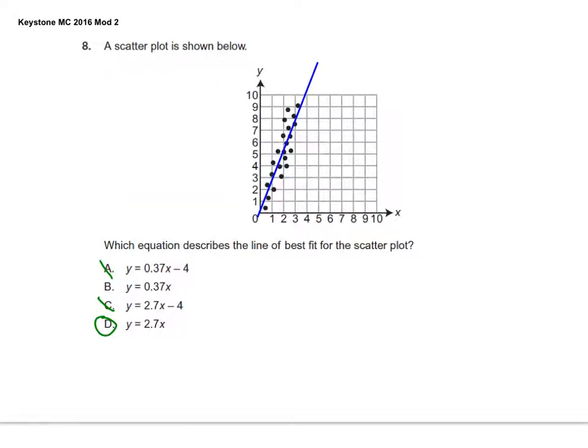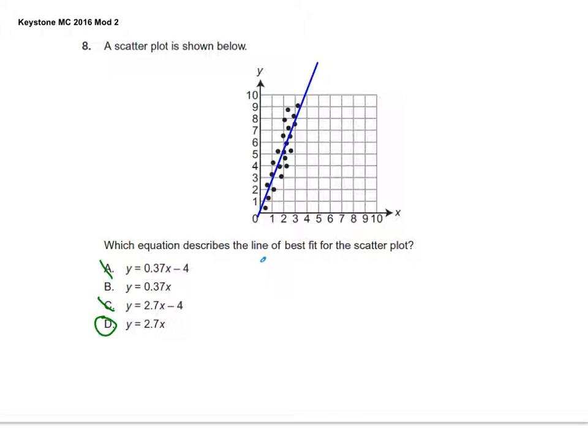Hopefully another easy point here when you look at this. I put in a fitted line and thought about what we can eliminate. I can clearly see that I have a y-intercept of 0, so I eliminated A and C. I do not have a y-intercept of -4. -4 would be somewhere down here, and I'm nowhere close to that.